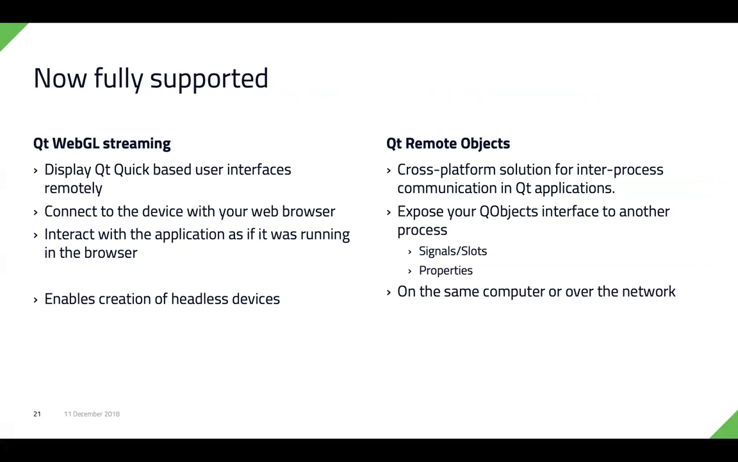Qt Remote Objects is now also fully supported. Qt Remote Objects is a cross-platform solution for inter-process communication in Qt applications. What it allows you to do is to expose QObjects, the interface of QObjects, to any other process on the same system or over the network on a remote system. You expose the signals, slots and properties of those QObjects, and can easily use them from another process and basically connect to them, receive the signals, invoke slots, or modify the properties.